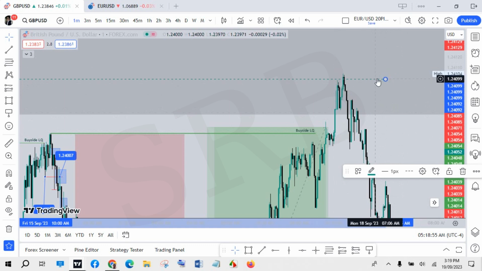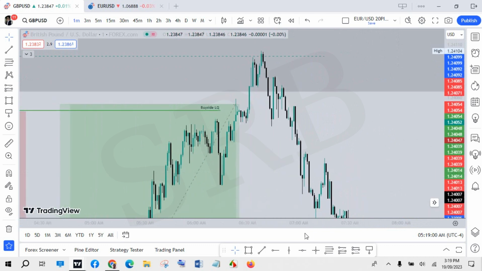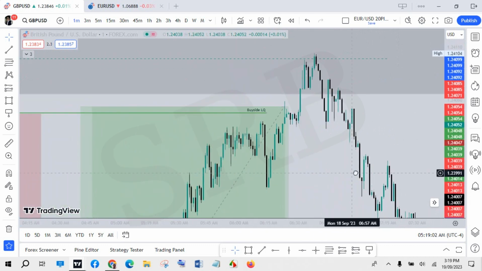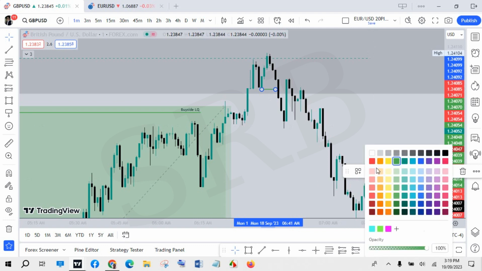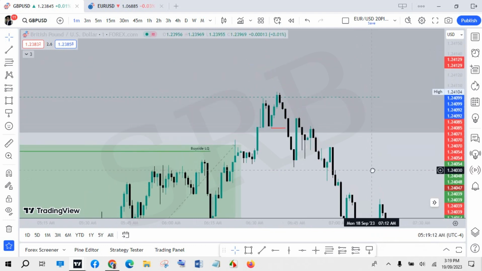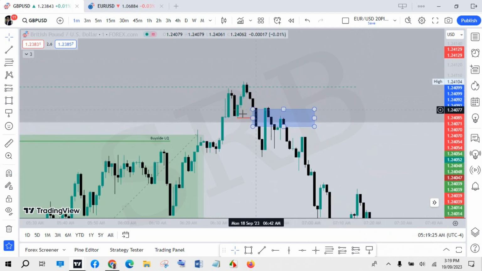Hits it, then we expect a market structure shift. So where can I expect that market structure shift? This would be the short-term low. Do I get a fair value gap? Oh yes, we get plenty of them. Price trades into it. We have this really higher above, so this becomes a breaker.